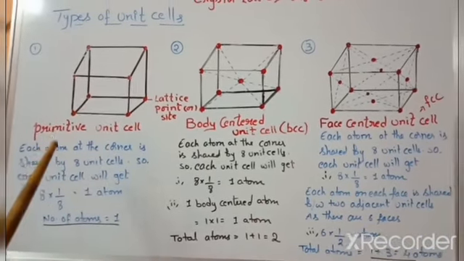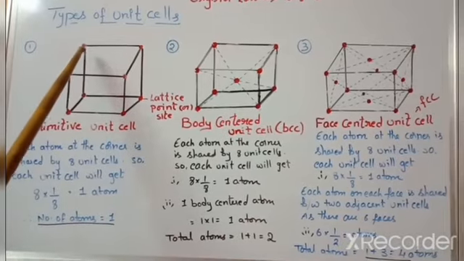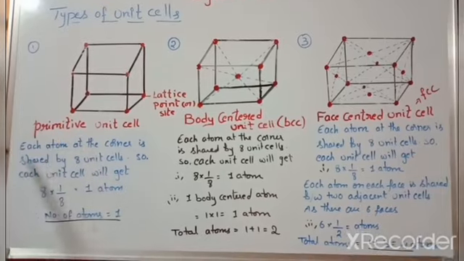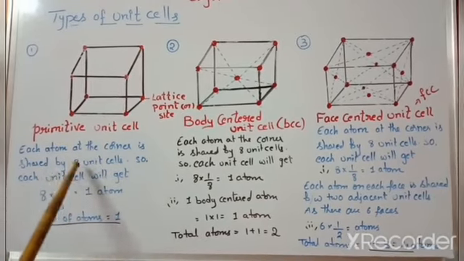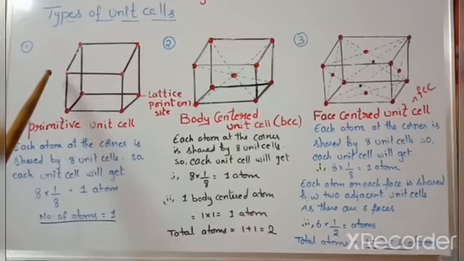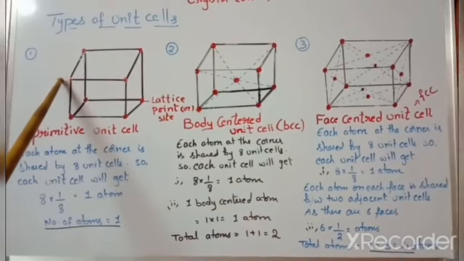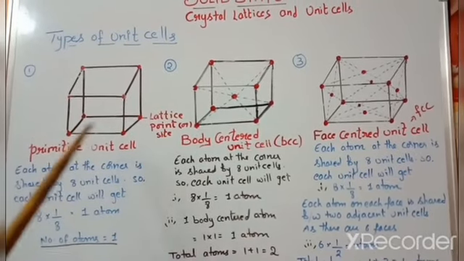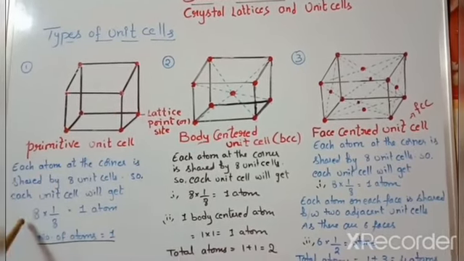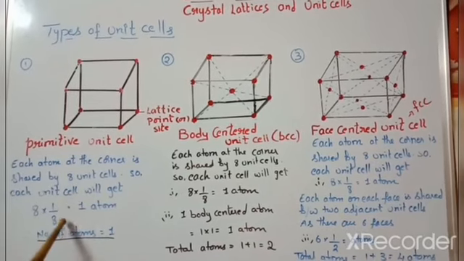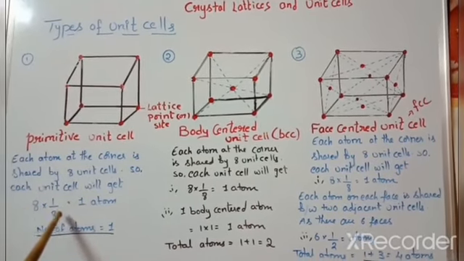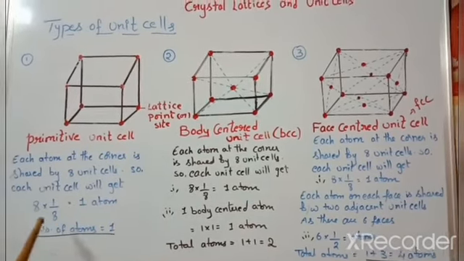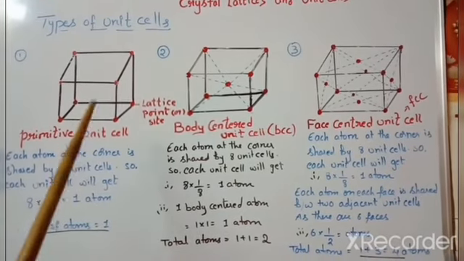A primitive cubic unit cell has atoms only at the corners. Isn't it? The atoms are present only at the corners. So here each atom at the corner is shared by 8 units. So how many atoms will be present? It is shared by 8 units. So 8 atoms into 1 by 8. So 8 into 1 by 8 equal to 1 atom. So a primitive unit cell contains a total number of atoms of 1. Only 1 atom it contains.